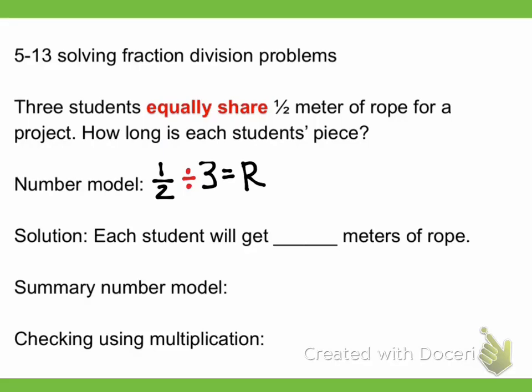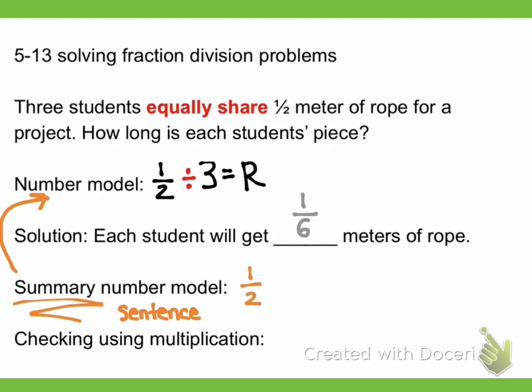Alright, now let's finish filling out our workbook page. So the solution we found out with both dividing and multiplying, that each student will get 1/6 meter of rope. Now the summary number model is just like a number sentence. They're asking you to take the original number model that you had and add the answer to the end. So 1/2 divided by 3 equals, instead of a letter this time, put the answer, 1/6.